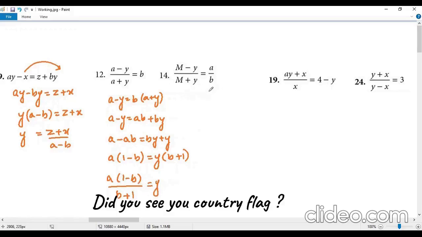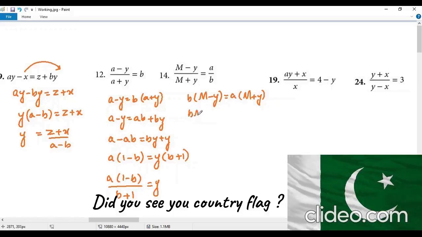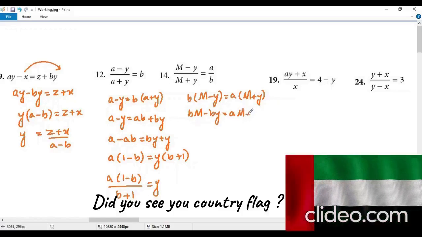In here, whenever you get a fraction and an equal sign in between, you need to cross multiply. So b is going to be multiplied by capital M minus y, and a will be multiplied by capital M plus y. Now I need to have y as a subject. I'll multiply, so it's going to be bm minus by. It's going to be am plus ay. I'll bring the like terms together. bm minus am equals ay minus by.